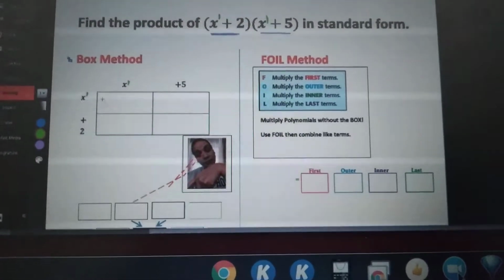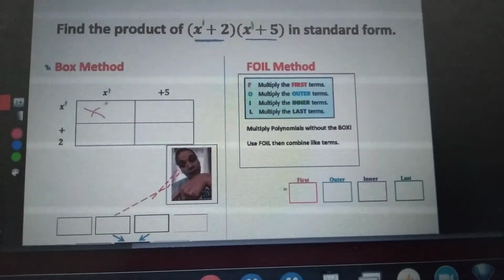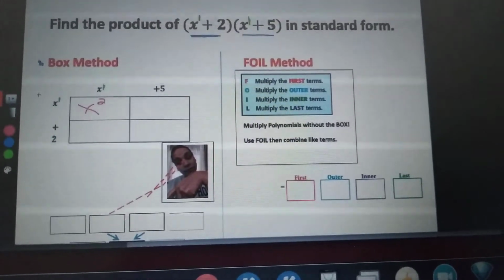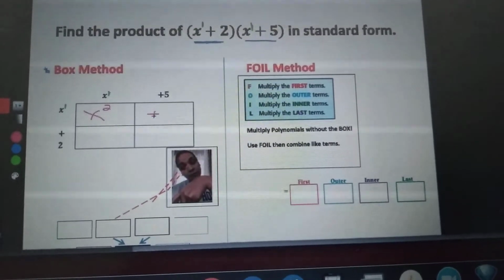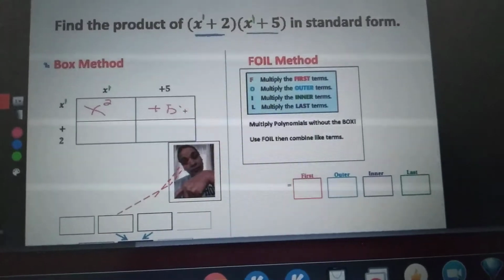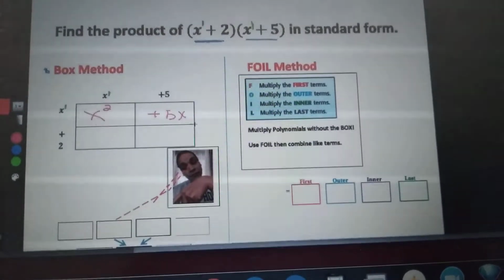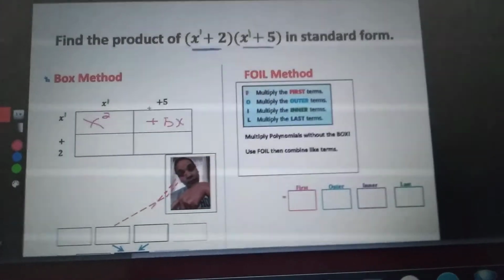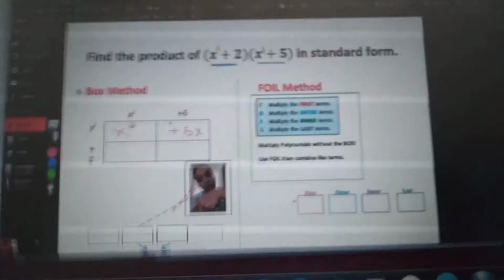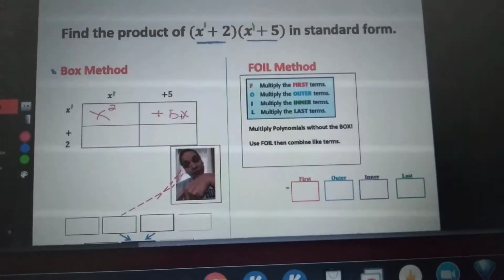X times x is what? It is x squared. Okay, x times 5 is plus 5x. Hey, it's kind of like we're figuring out the area of the top row like it's a 1 by 2 box. Everybody comprende? Anyone confused on how I got x squared plus 5x? Are we all good? Good.